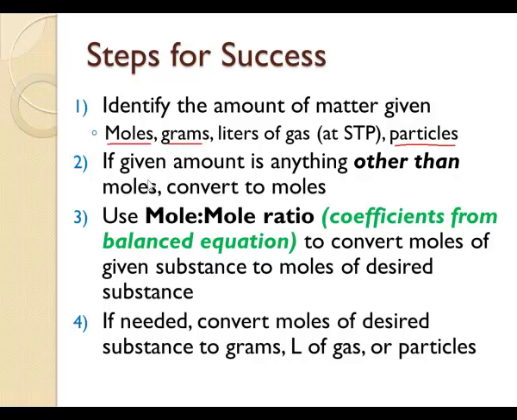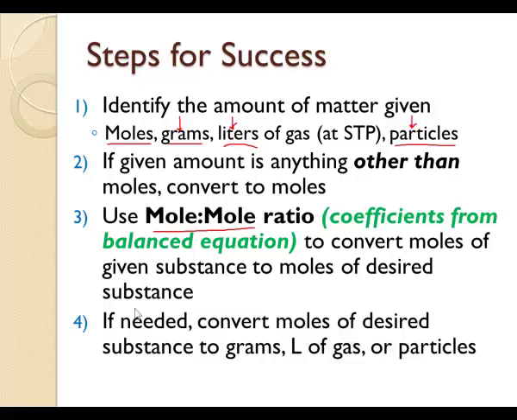If you have that given amount of substance as moles, then you are ready to do mole-to-mole conversion to find out how much of the wanted substance that you have. But if it's anything other than moles, then you're going to need to do a conversion to take the grams, for example, that you're given and change it to moles, or to change the liters of gas at STP to moles or particles. And you do that using those three conversion factors that you've seen since the first weeks of class. Grams per mole is molar mass. Liters of gas at STP per mole is 22.4 liters per mole. And then the particles is Avogadro's number per mole.